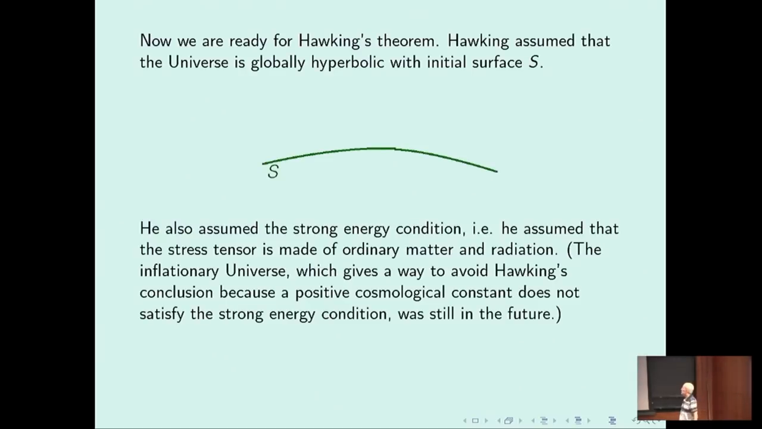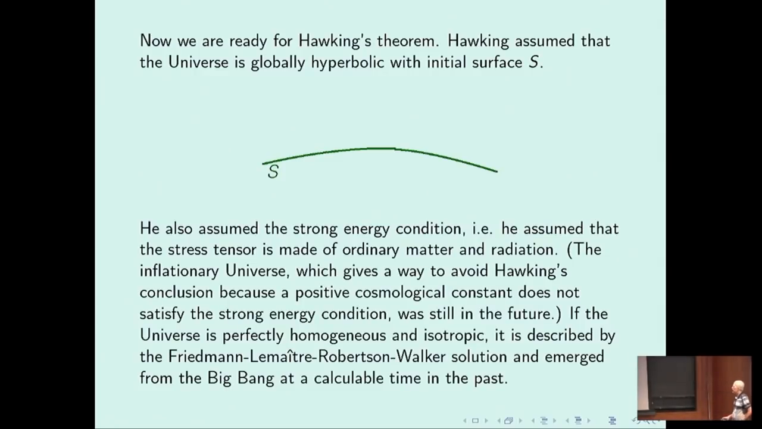So Hawking assumed the universe is globally hyperbolic with initial surface S, and he assumed the strong energy condition. In other words, he assumed the stress tensor was made of ordinary matter and radiation. The inflationary universe had not been invented yet, and it gives a way to avoid Hawking's conclusion because a positive cosmological constant violates the strong energy condition.